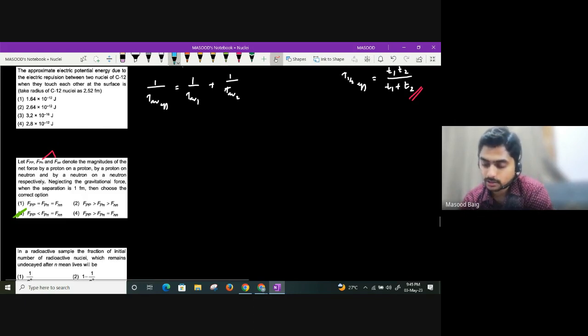Next case, if you see this question, FPN equal to FNN, because there is no electrostatic force between them. Electrostatic means both of them should be charged. Neutron doesn't have charge.